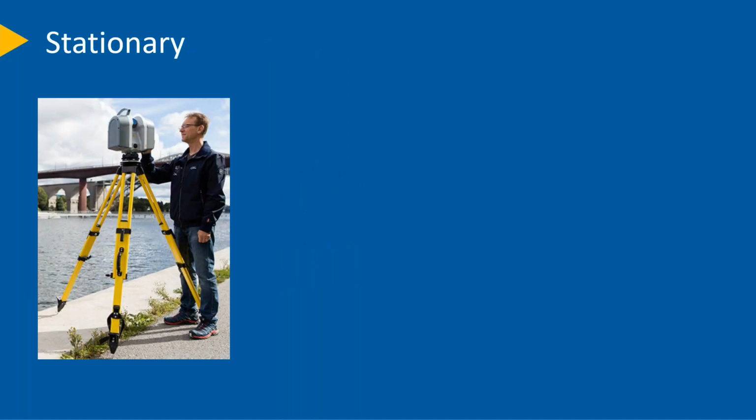Now looking at the stationary laser scanners, this is an example of the Trimble TX8 sitting on a tripod. There's a couple of different main types of stationary laser scanners. You'll have phase-based, which historically has been known for very accurate close range measurements, losing the accuracy a little bit over the course of the range, but also being very fast.